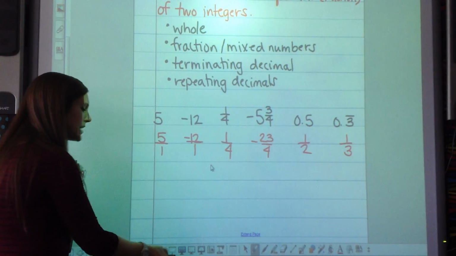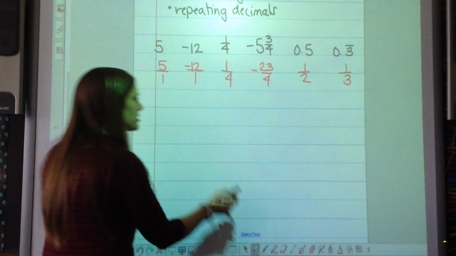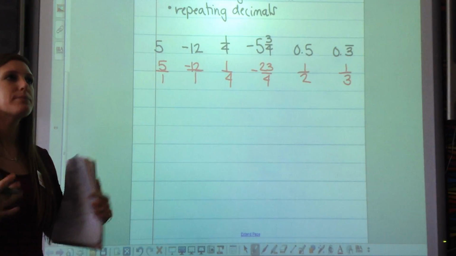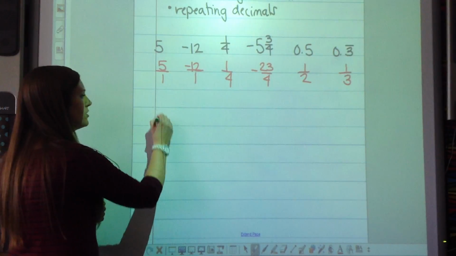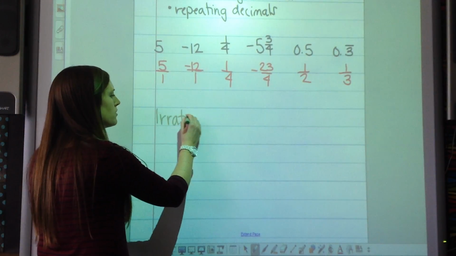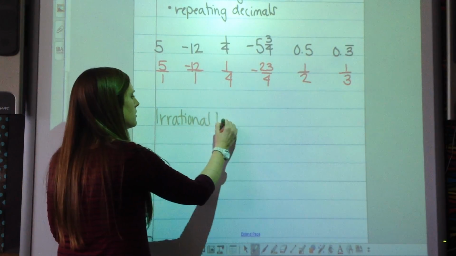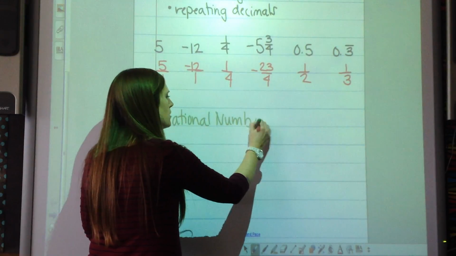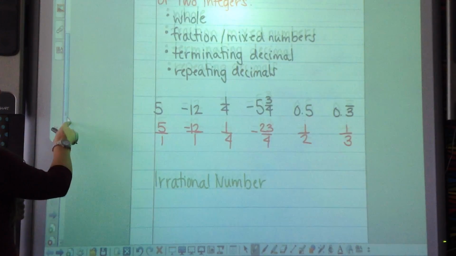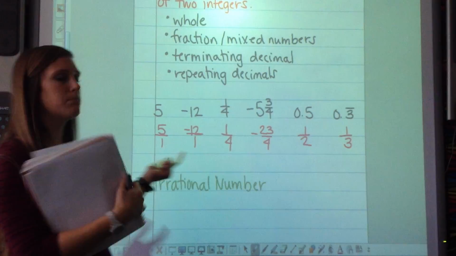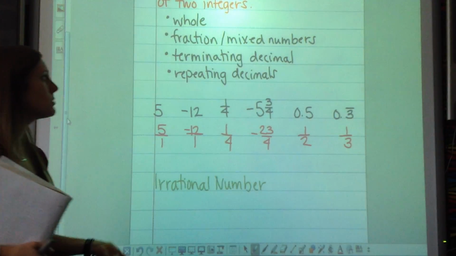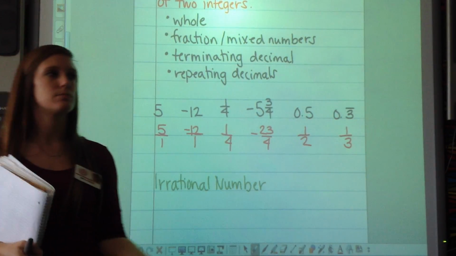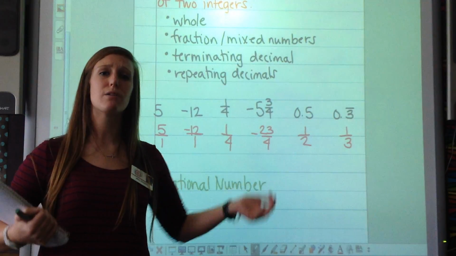Let me give you an example of a number that is not rational. The opposite of rational is irrational. An irrational number cannot be any of these. It can't be a whole number, it can't be a fraction, it can't be a terminating decimal, it can't be a repeating decimal. In fact, it can't be turned into a fraction.